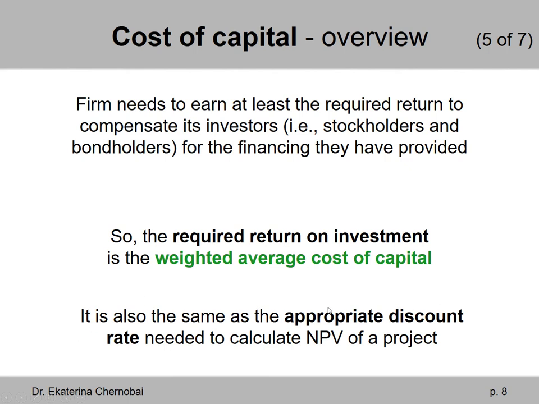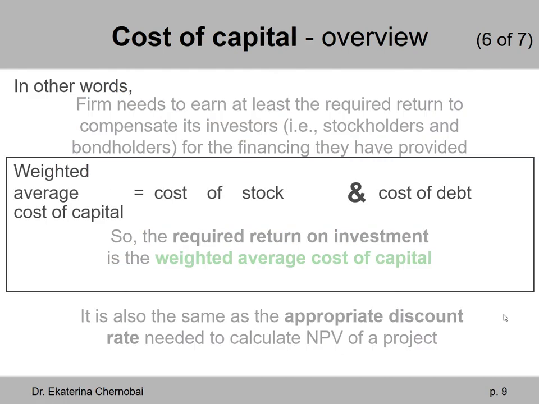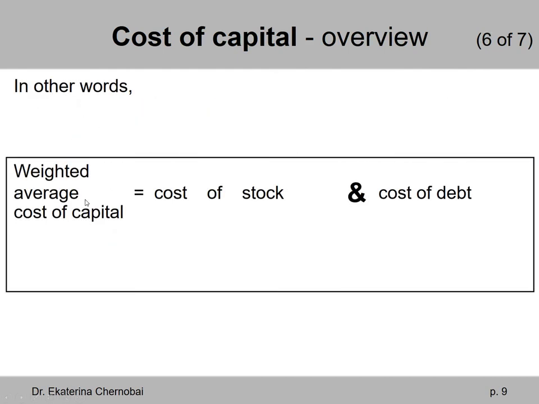It's also the same thing as the proper discount rate needed to calculate the net present value of a new investment project. Okay, in other words, the weighted average cost of capital, so we are now starting to derive this sort of average of the cost of stock and the cost of debt. And we're going to be calling it weighted average cost of capital. So the weighted average cost of capital is some sort of combination of cost of stock and cost of debt, some sort of average of the two.